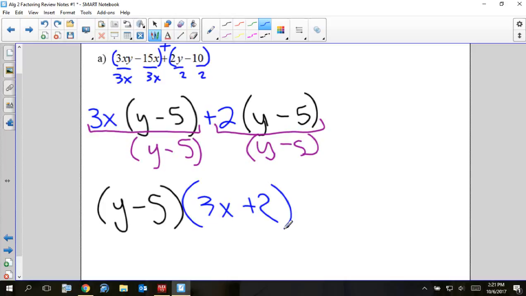If I multiply y times 3x, do I get 3xy? If I multiply my outer, 2y, or 2 times y, and I get a plus 2y, it's not in the same order, but if I do my inner, negative 15x, and I do my last, minus 10, it works. That is called factor by grouping.